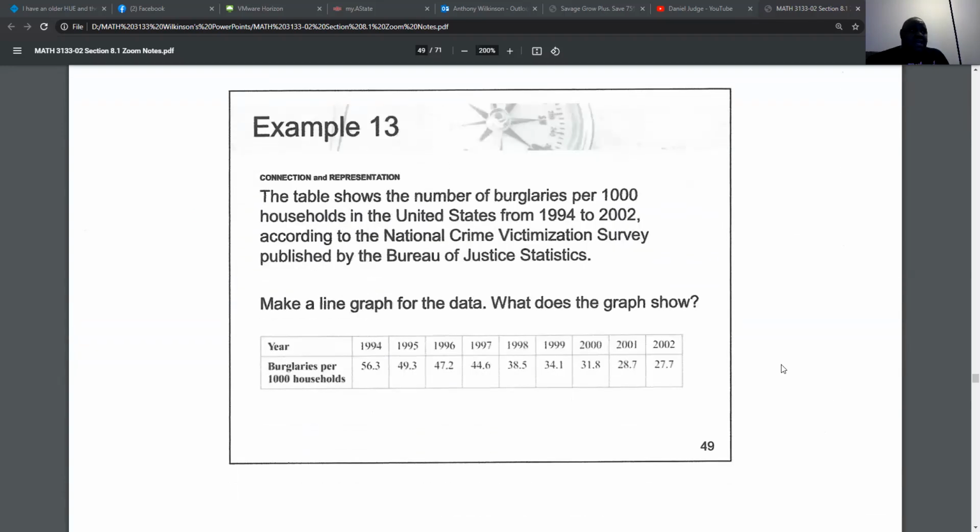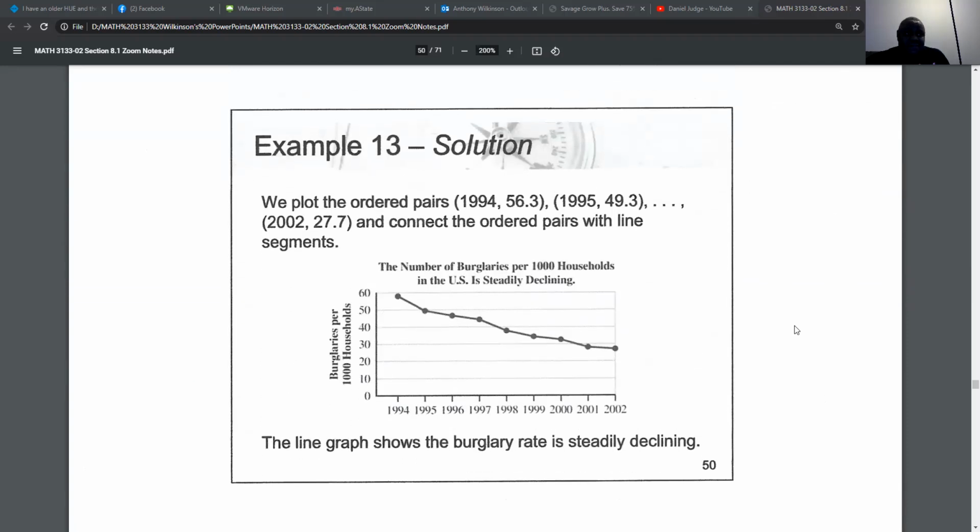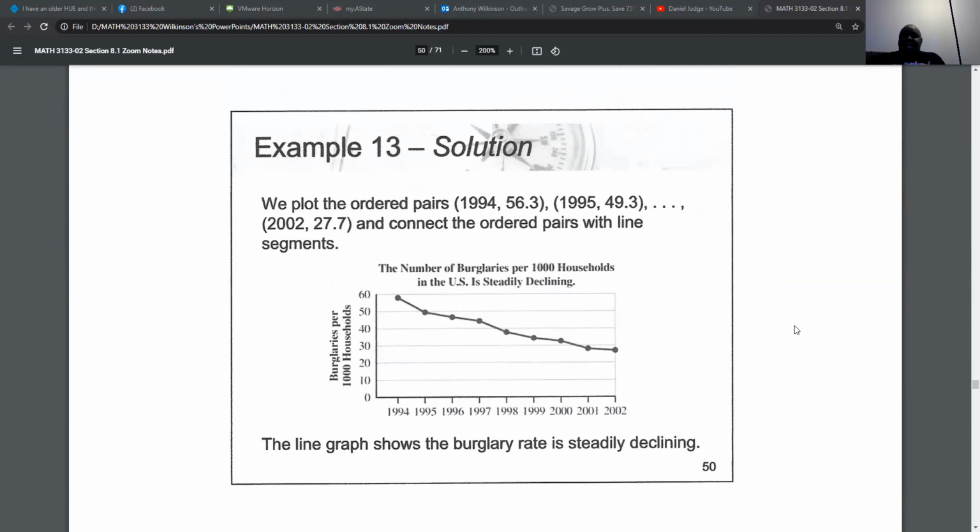as in this next example that we're going to see right here. The table shows the number of burglaries per 1,000 households in the United States from 1994 to 2002, according to the National Crime Victimization Survey published by the Bureau of Justice Statistics. Make a line graph for the data, and what does the graph show? So here we have the year from 1994 to 2002, and the burglaries per 1,000 households. So here is what the line graph looks like.